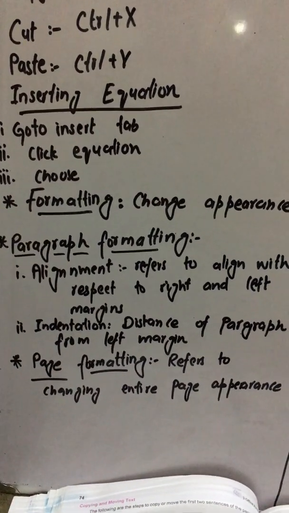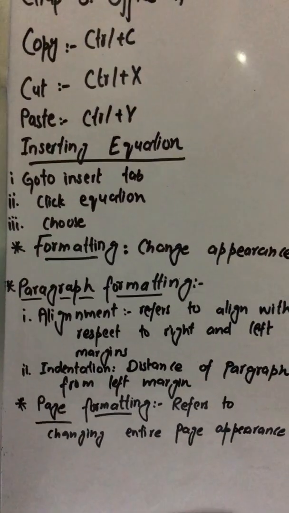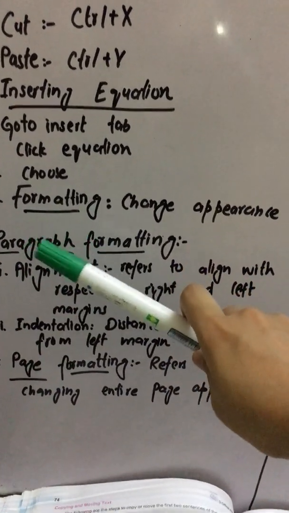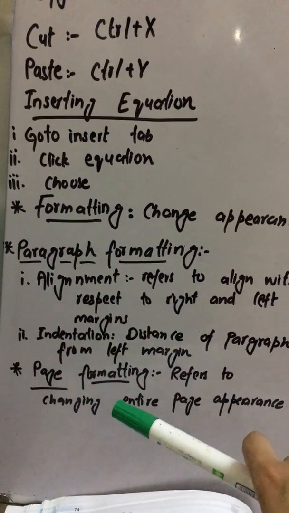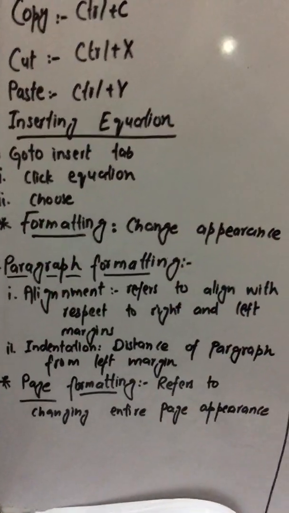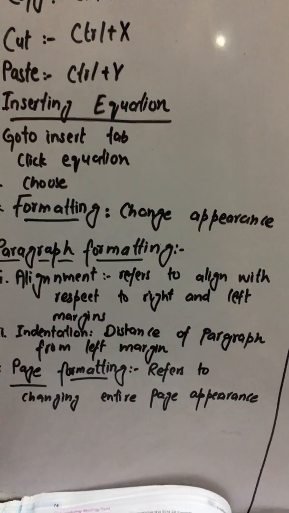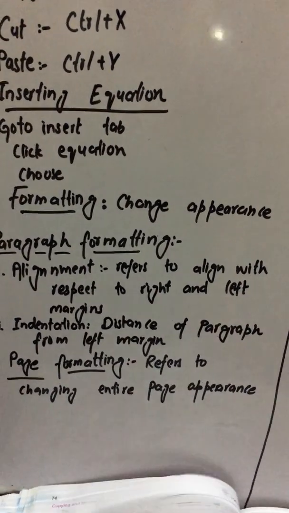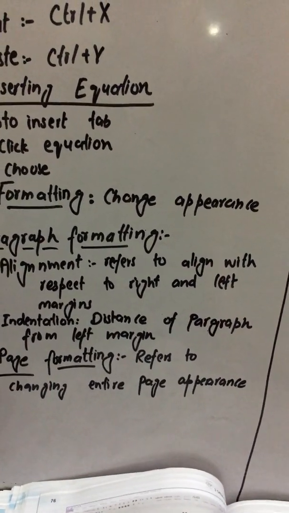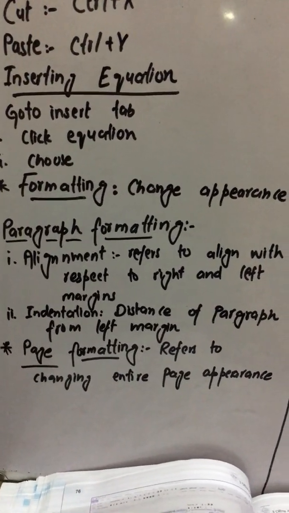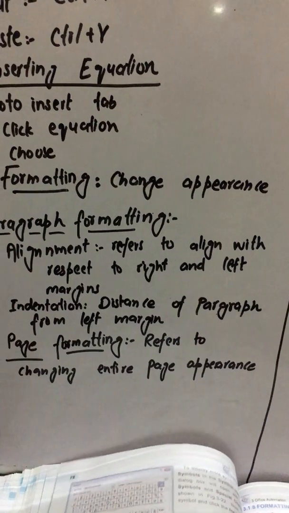Now our next topic is about formatting. You will read different things about formatting text, formatting paragraphs and formatting the page. But what does formatting actually mean? Formatting means to change the appearance of the document. So in simple words, you can say make your document more appealing, more attractive and more decent.